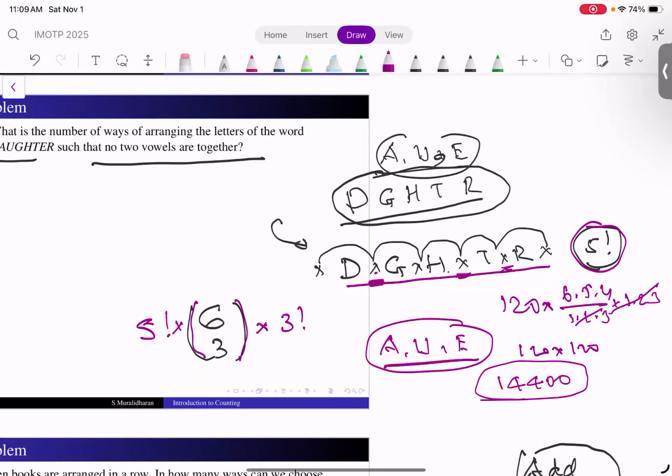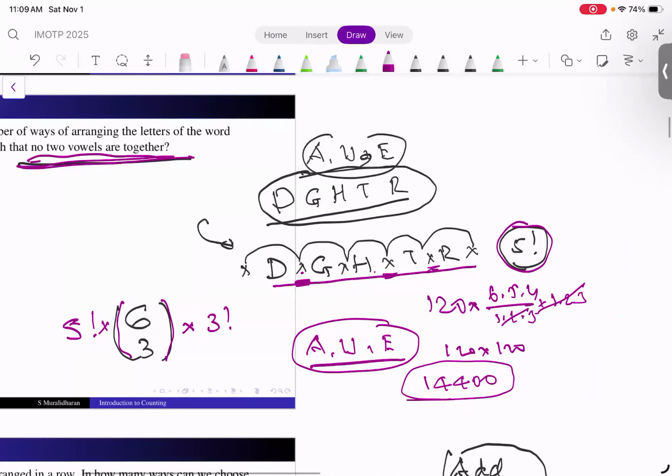What do you want? No two vowels together. That's what we want. Okay, I understood. Thank you. So this is a very simple trick which we used.